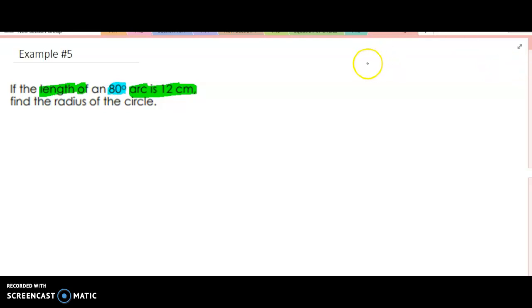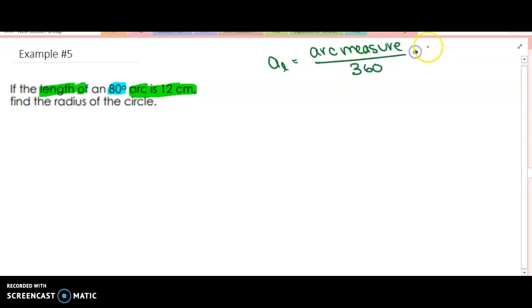Okay, we're going to use this same formula. So arc length equals arc measure over 360 times 2 pi r. Okay, well, I know my arc length. It's right here, right? So 12 equals my arc measure here, 80 over 360 times 2 pi r.